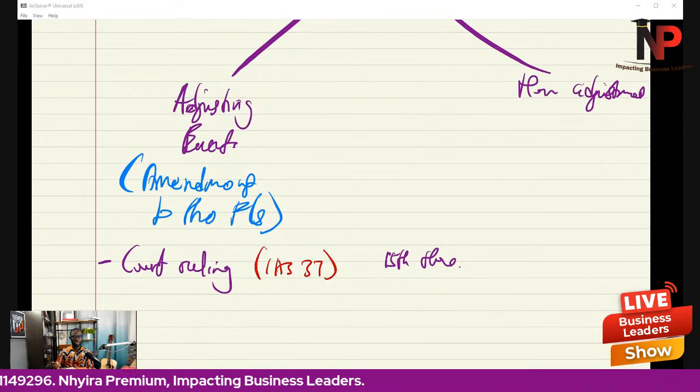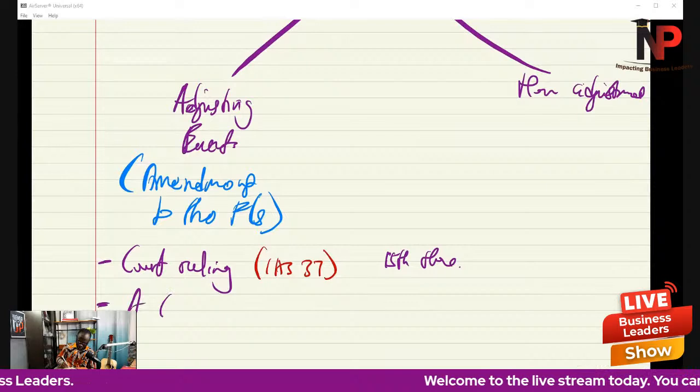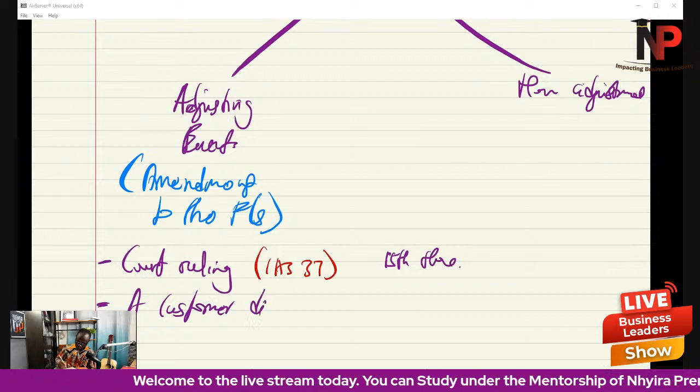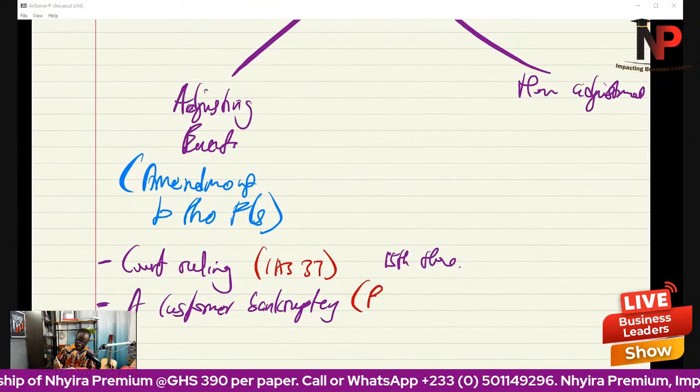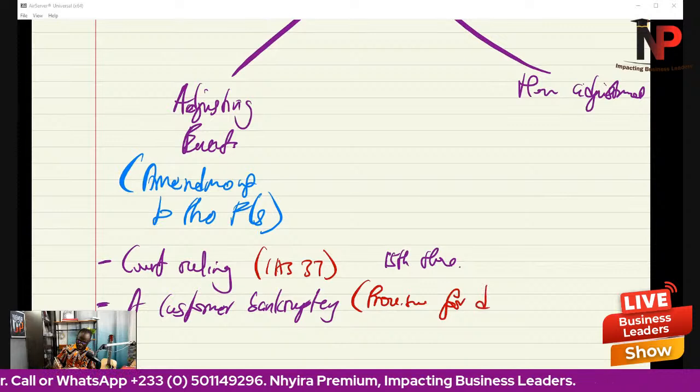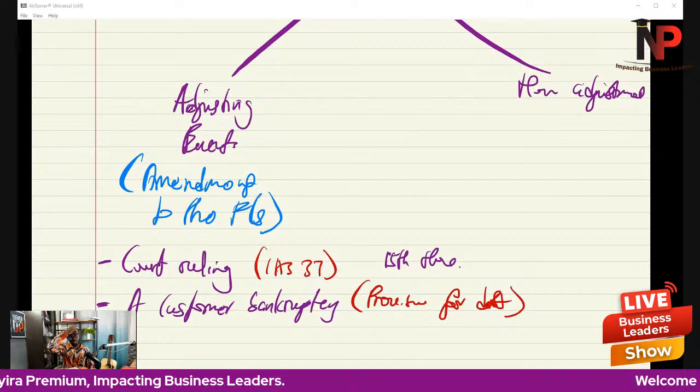Then a customer who declares bankruptcy or is going into bankruptcy is also an adjusting event. Why is that? Because at the end of the year, we may do a provision for bad debts. For the prudence concept, it requires that we do provision for bad debts. We have to make provision for future losses.